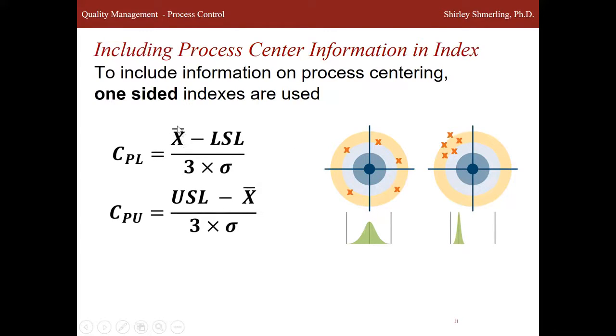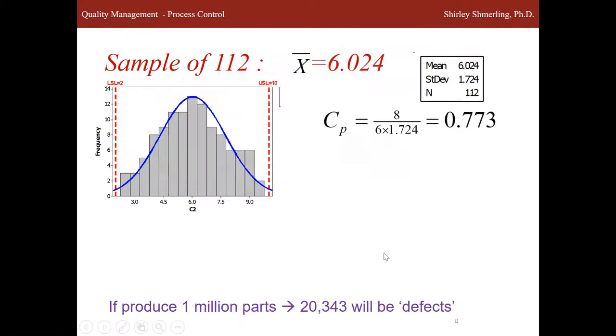The lower side is looking at the mean minus the lower specification, and this time divided by 3 times the standard deviation. And similarly, the upper side index, CPU, stands for the upper, is the upper specification limit minus the mean divided by 3 times the standard deviation. The worst case scenario is the worst of these two values, so we take the minimum between these two values. Let's look at an example.